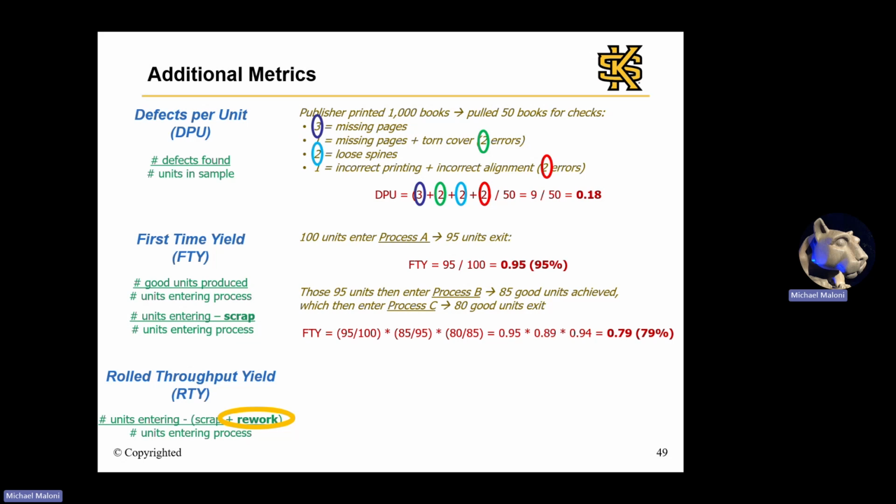So suppose that process A above achieved its 95% yield because 7 items were reworked. That is 100 units entered and 12 were defective, 5 were scrapped, but 7 were reworked. They're fixed. But we're not going to count these here in RTY. So we remove the scrap and the rework. RTY is 100 minus 12, 5 plus 7. 100 minus 12, which is 88, divided by 100 is 0.88 or 88% rolled throughput yield, RTY.